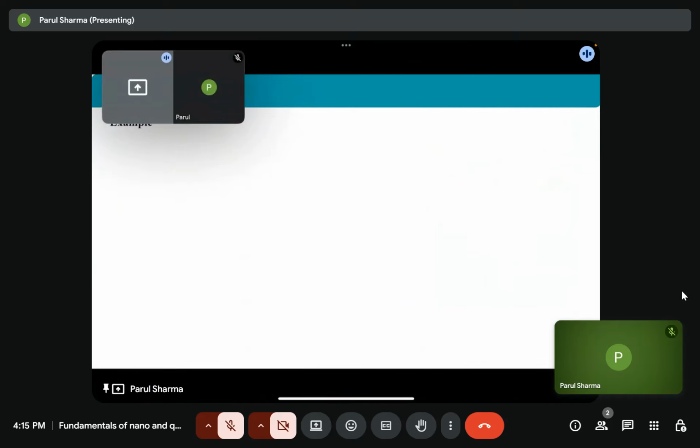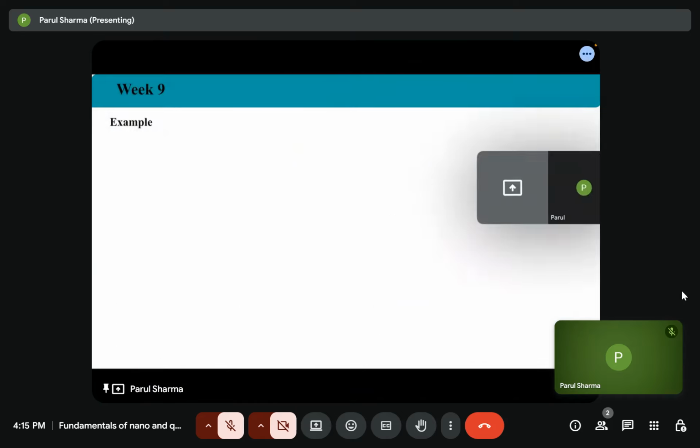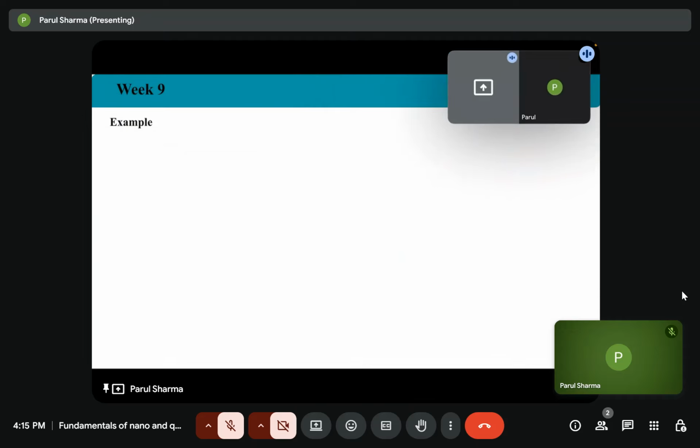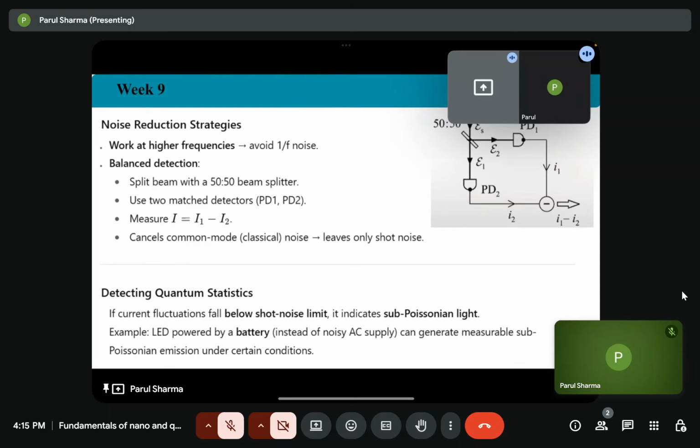Okay, let's start the example. So we have read about the average photocurrent, the quantum efficiency of the detector, and what the current fluctuations will be.